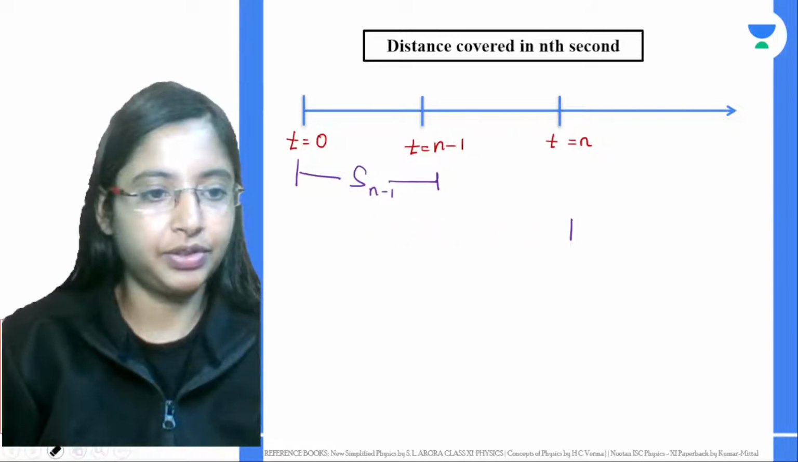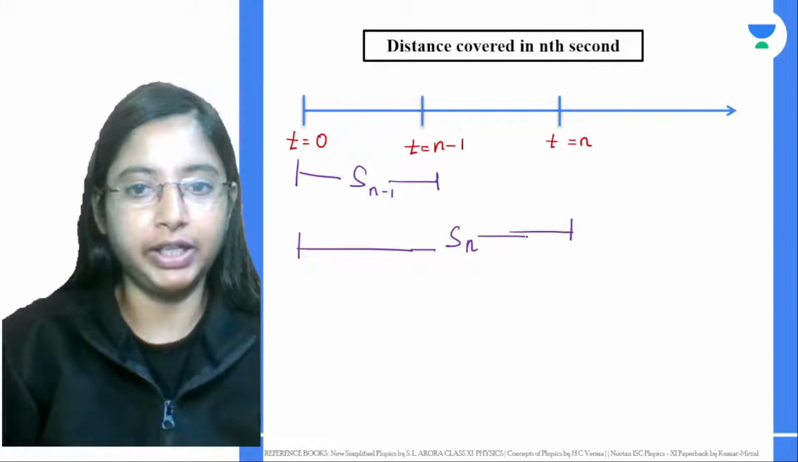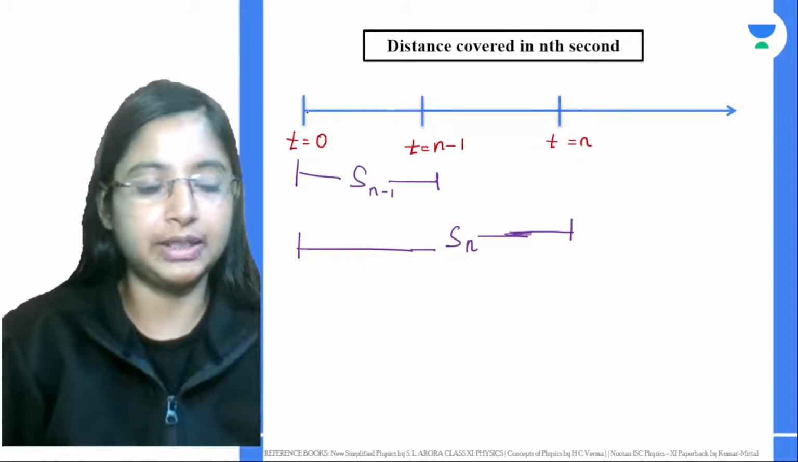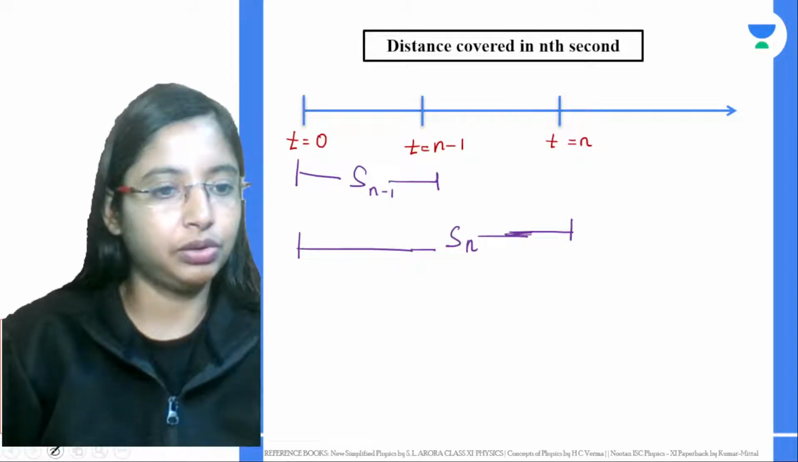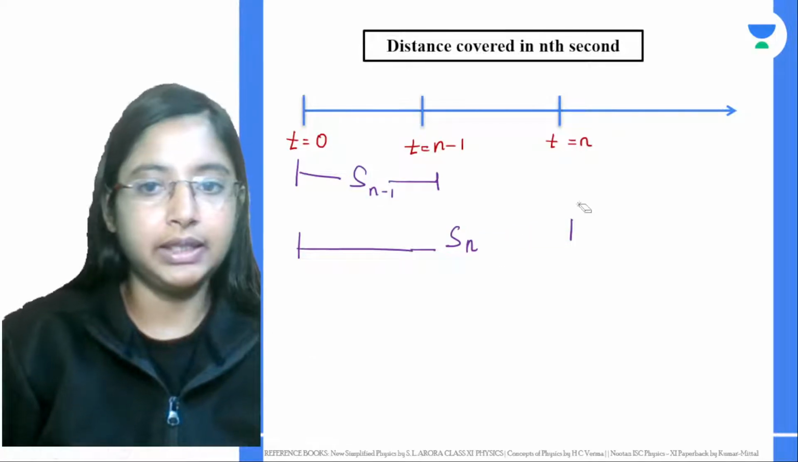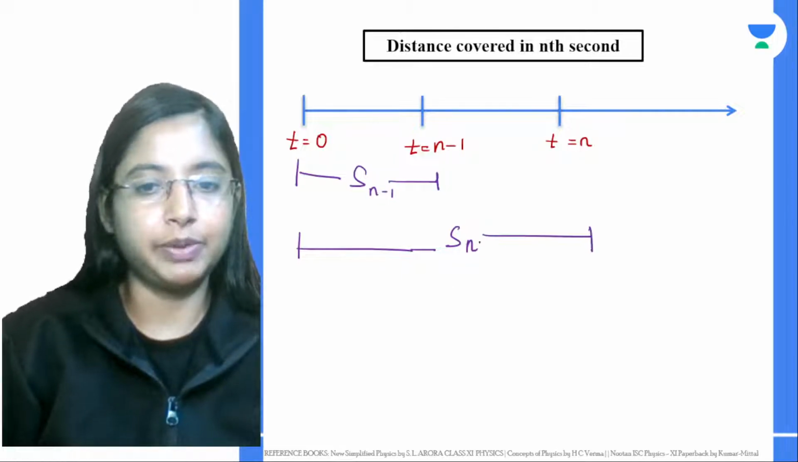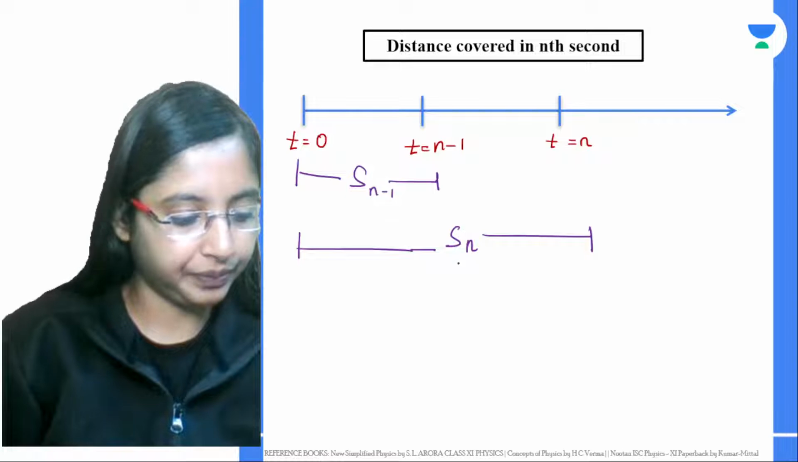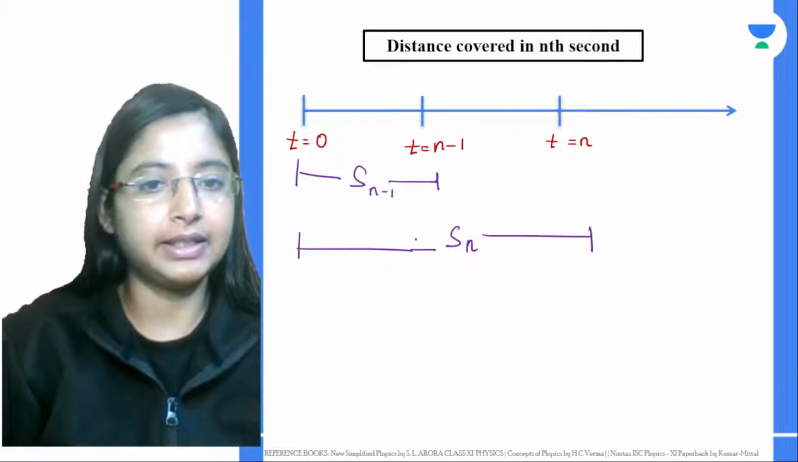This gives you the distance traveled. In this case, it will be from t is equal to 0, when the object started moving, to when it reaches t is equal to n. At this time, what was the distance traveled? This is basically given by Sn. This is the distance traveled up to when t is equal to n.